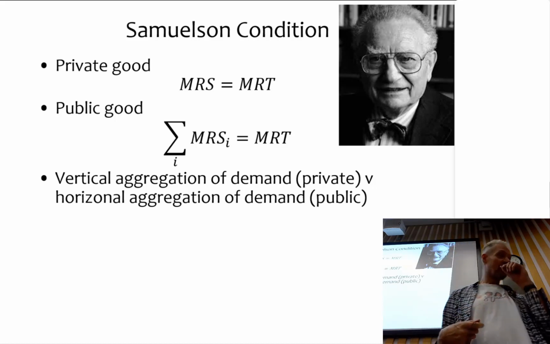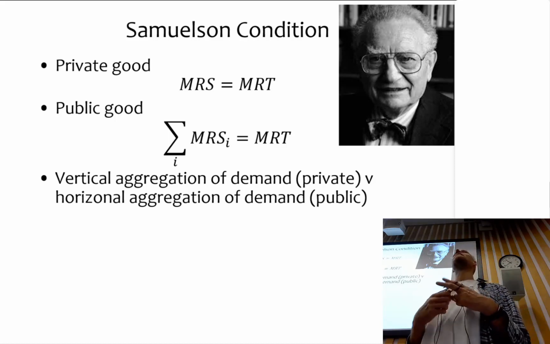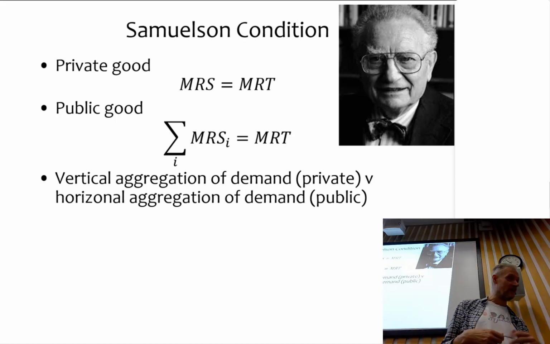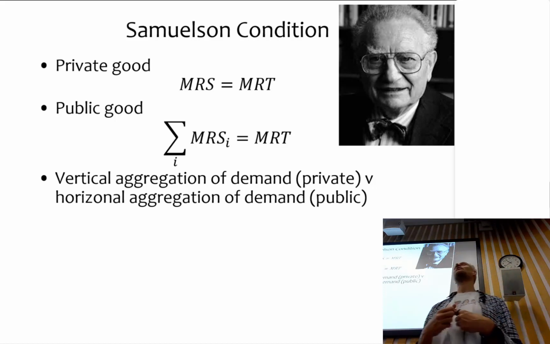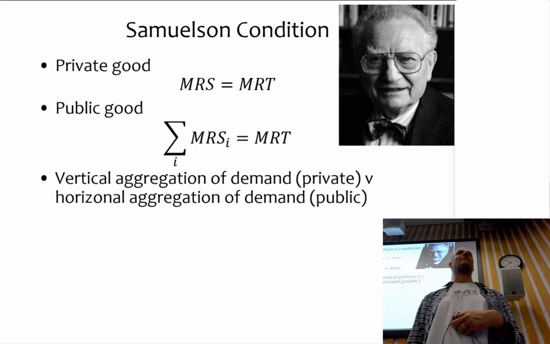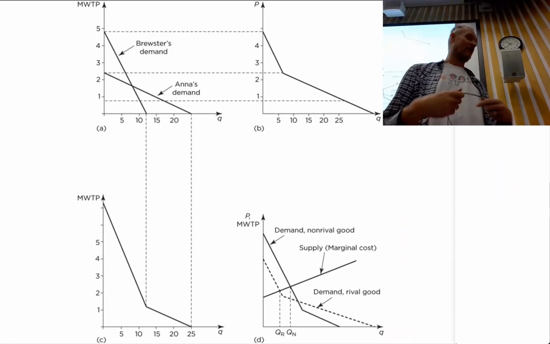Or private goods should be vertically aggregated and public goods should be horizontally, and there should be a T in there, horizontally aggregated. It sounds abstract, and it is abstract, and it is in a sense arbitrary, and mathematicians would disagree with economists here.